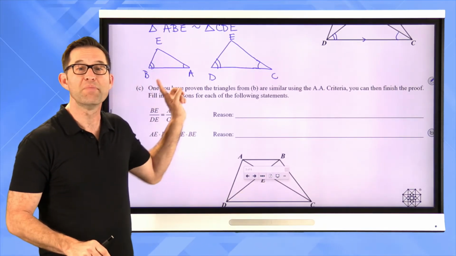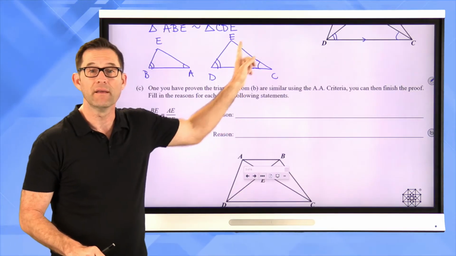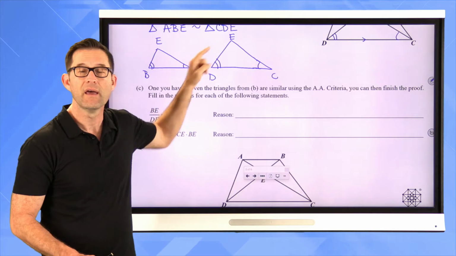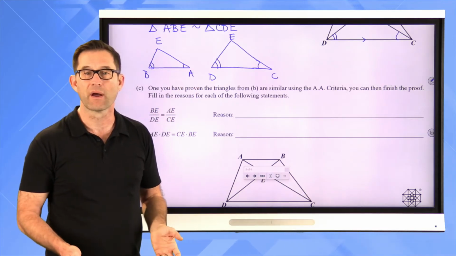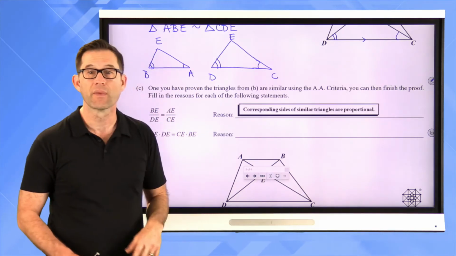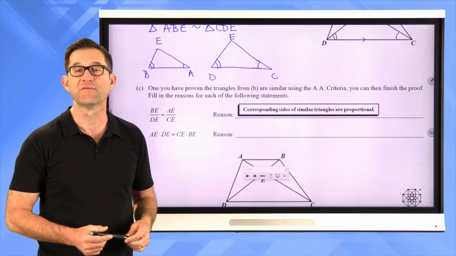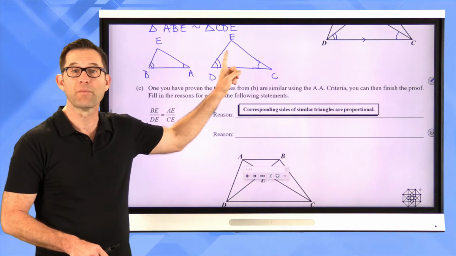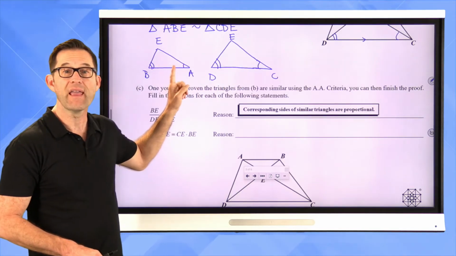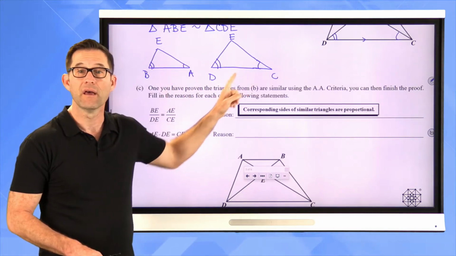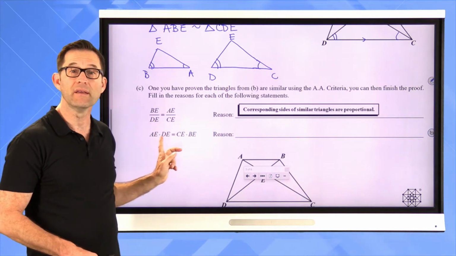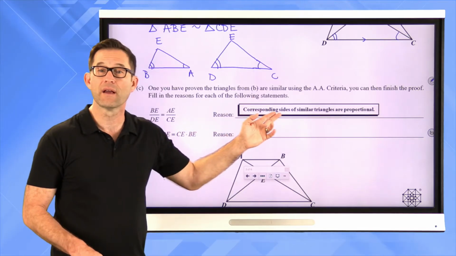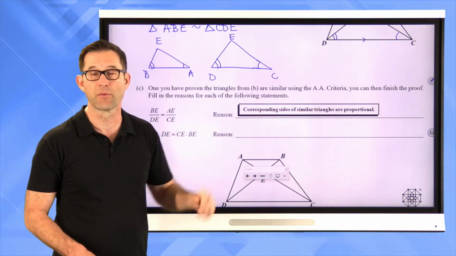Okay, so BE divided by DE is equal to AE divided by CE. Now, what is my line of reasoning when I do that? The line of reasoning is that corresponding sides of similar triangles are proportional. So BE corresponds to DE, and AE corresponds to CE. So when I divide BE by DE, that must be the same as when I divide AE by CE, and the reason there is corresponding sides of similar triangles are proportional.